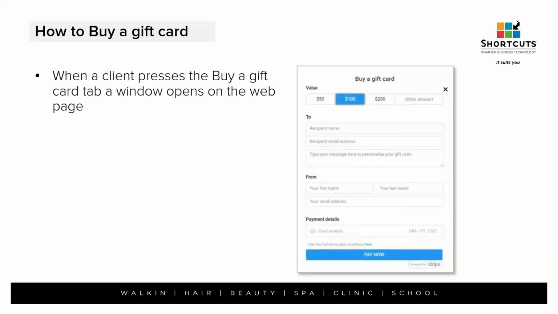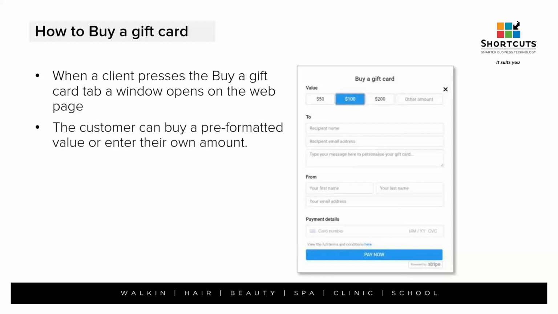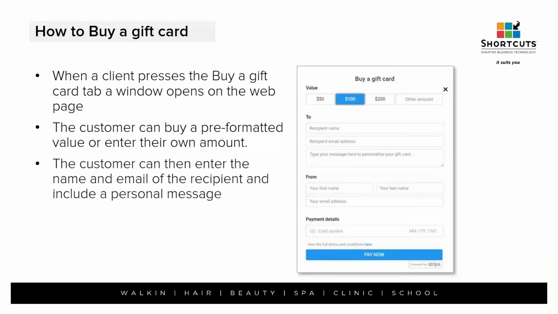So the customer is going to go to the web page and press that button. I want to buy a gift card. And at the very top, Shortcuts offers 3 default values, 50, 100, 200, or the customer can put any value they want. They'll put the recipient name, the recipient email, and if they have a special message, they can also add that. So maybe it's for an anniversary, for a birthday, it's a special prize at work, whatever it is. They'll fill in the information, and the customer fills in their contact information.